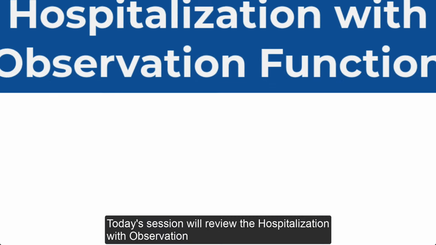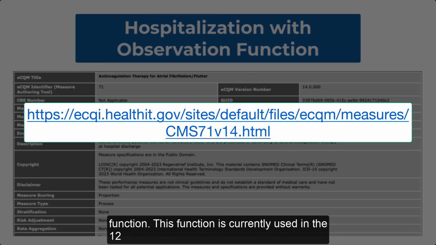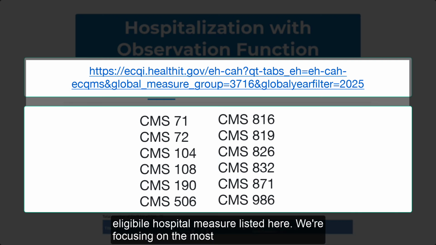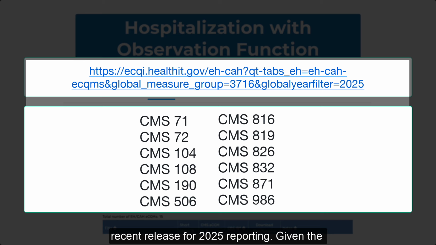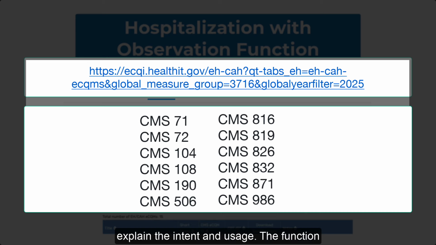Today's session will review the hospitalization with observation function. This function is currently used in the 12 eligible hospital measures listed here. We're focusing on the most recent release for 2025 reporting. Given the prevalence of this function, we are going to provide a walkthrough to explain the intent and usage.